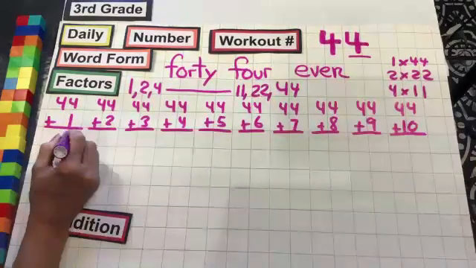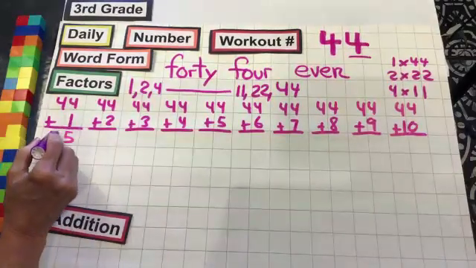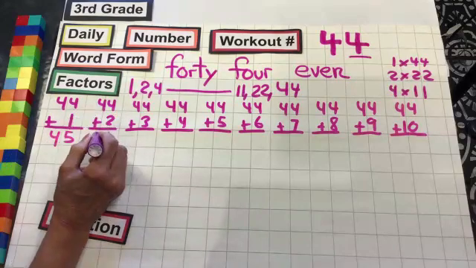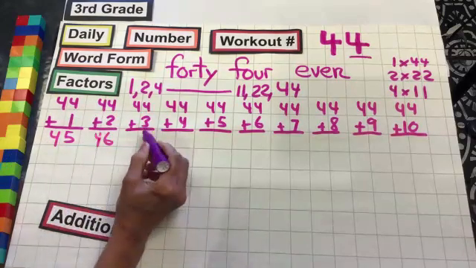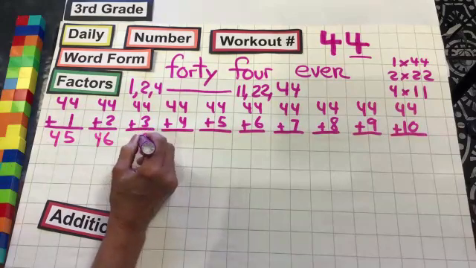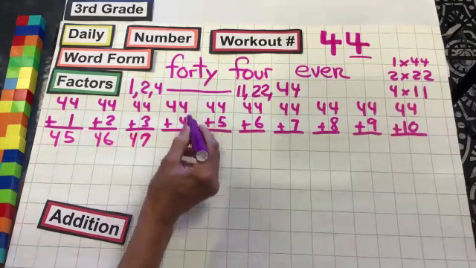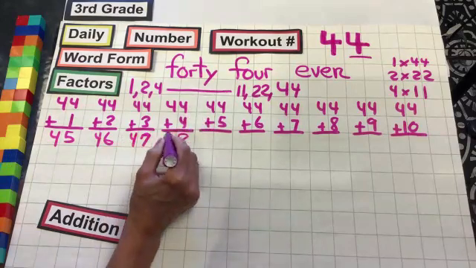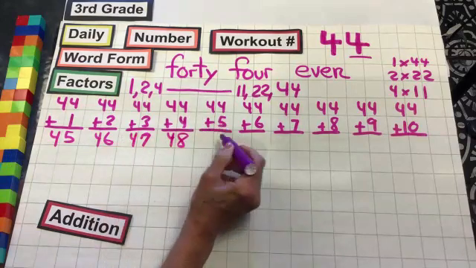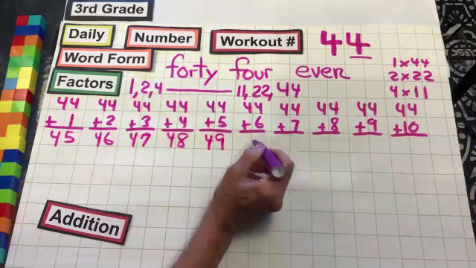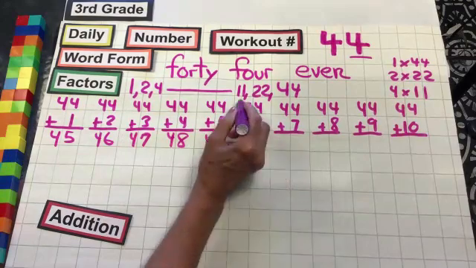So 4 plus 1 is 5. 4 plus nothing is 4. 4 plus 2 is 6. 4 plus nothing is 4. 4 plus 3 is 7. 4 plus nothing is 4. 4 plus 4 is 8. 4 plus nothing is 4. 4 plus 5 is 9. 4 plus nothing is 4. 4 plus 6 is 10. Drop the 0, carry the 1.